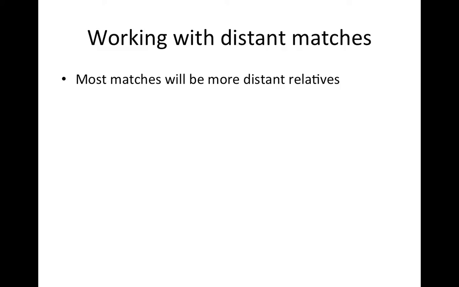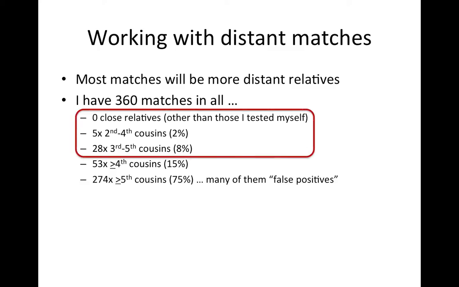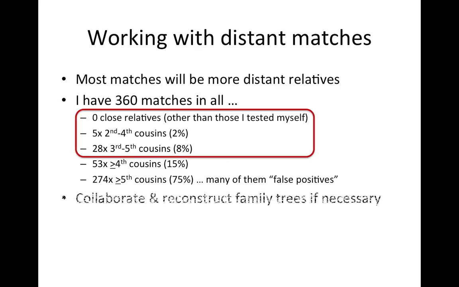Now that's close matches. With distant matches, it's a little bit more difficult, and most matches will be more distant relatives. For example, I have 360 matches on my Family Tree DNA test, and none of them are close relatives, other than those that I've tested myself. I have 5 second to fourth cousins, 28 third to fifth cousins, 53 fourth cousins or greater, and 274 fifth cousins or greater. And many of them are likely to be false positives and not actual true relatives of mine. But the only ones that we're really interested in looking at are the closer ones. So anything up to maybe third cousin would be preferable. And that accounts for maybe about 10% of my 360 matches. It brings it down to about 36 matches in all.